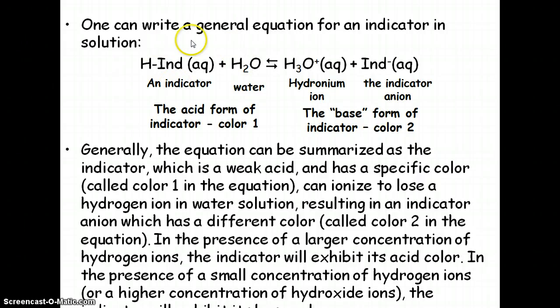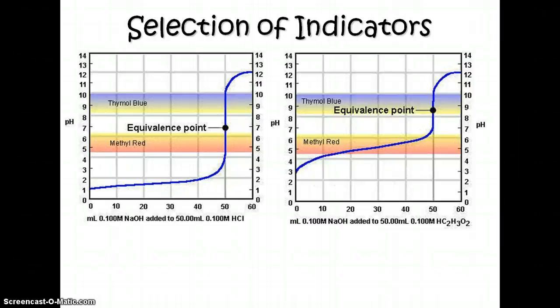Here's a general equation for an indicator. So HIndicator plus water is going to make hydronium ion and the basic form of the indicator. The acid form and the basic form are different colors, and they change colors as a result of either gaining or losing those hydrogen ions. The thing that's super important to point out here is remember that they're all weak acids, so their Ka depends on which pH they're going to actually change colors from the acidic to the basic form.